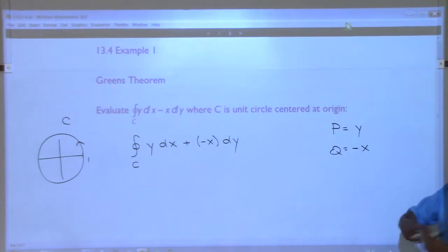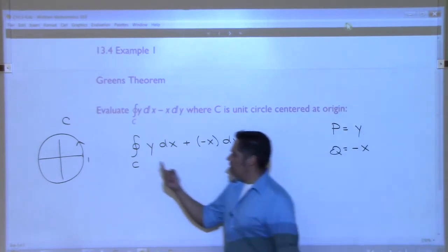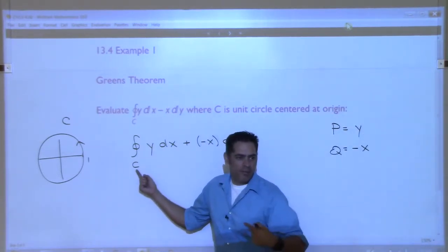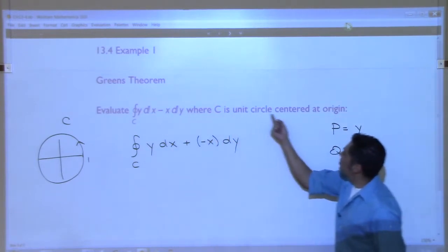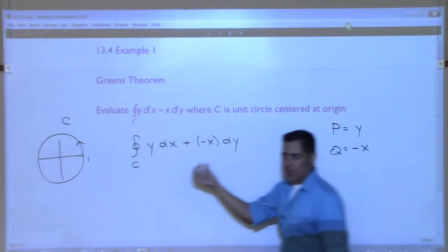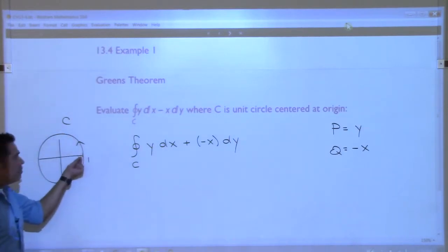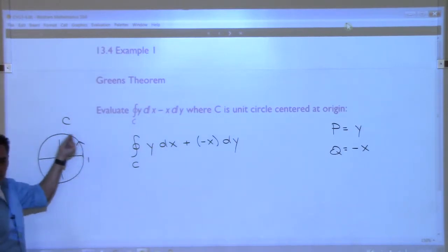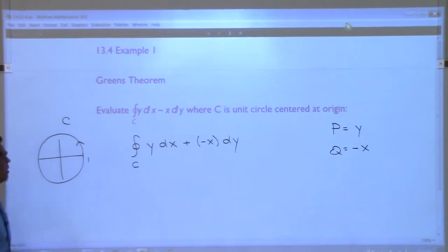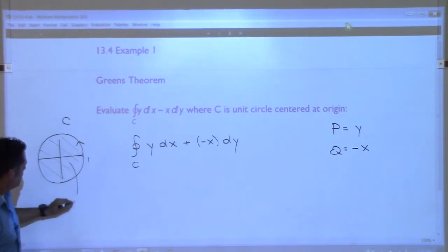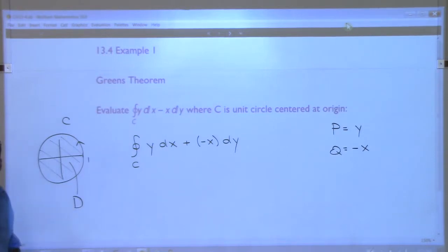So we have to check some things. You know, is C a closed curve? Well, C is the unit circle centered at the origin, right? That's a closed curve, right? We're going to do positive orientation, which means when we draw the curve, we want to draw it this way, right? Do you see that it encloses some region D, right? That's D in there. So we can convert this into a double integral.